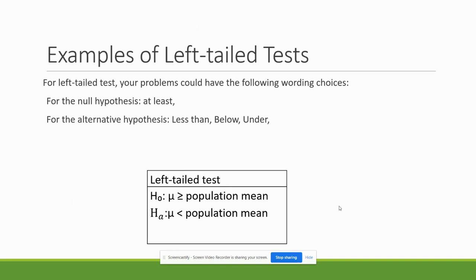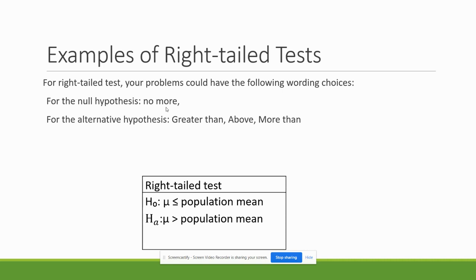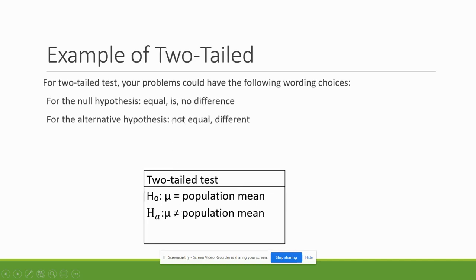So examples of a left-tailed test, you're going to see wording like less than, below, under. The null for this one, this greater than or equal to, can be written as at least. So make sure you know these kinds of word choices. Examples of right-tailed, the null is going to be no more than. Like I say, I'm going to give you no more than $100. That means I can give you $100 and less. The alternative for this one down here is greater than, above, or more than. So for the two-tailed, the null is going to be equal. It could be is, could be no difference, where the alternative is not equal or there's a difference.